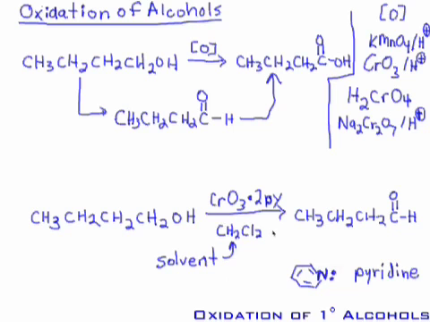Sometimes I'll give a solvent under the arrow, sometimes there will be no solvent. So whether you see a solvent with CrO3.2py or just CrO3.2py, you know you're going to get only the aldehyde.